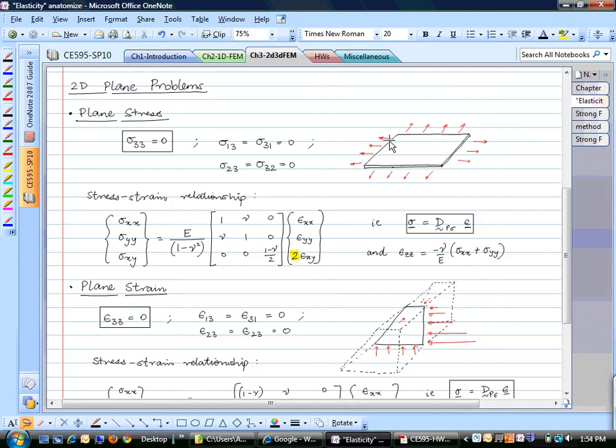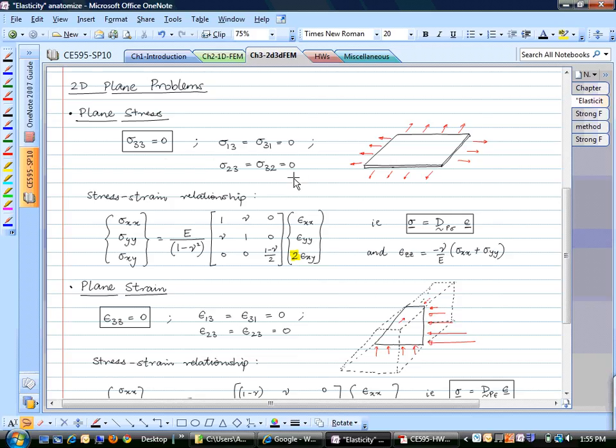Okay. So for example, this is a thin sheet, or even if you have something like a shear wall, which is thin, you can say that the stress in the vertical direction is going to be 0 because this is a thin sheet. If you stretch it, then it will just become thinner, and the stress in this direction will be very small compared to the stress in the in-plane directions. So this would be a good approximation to make for thin structures.